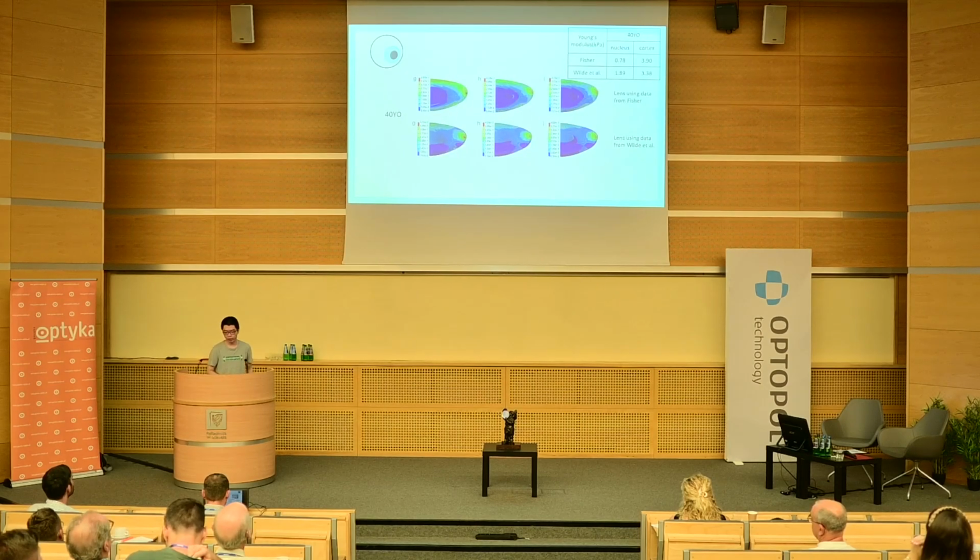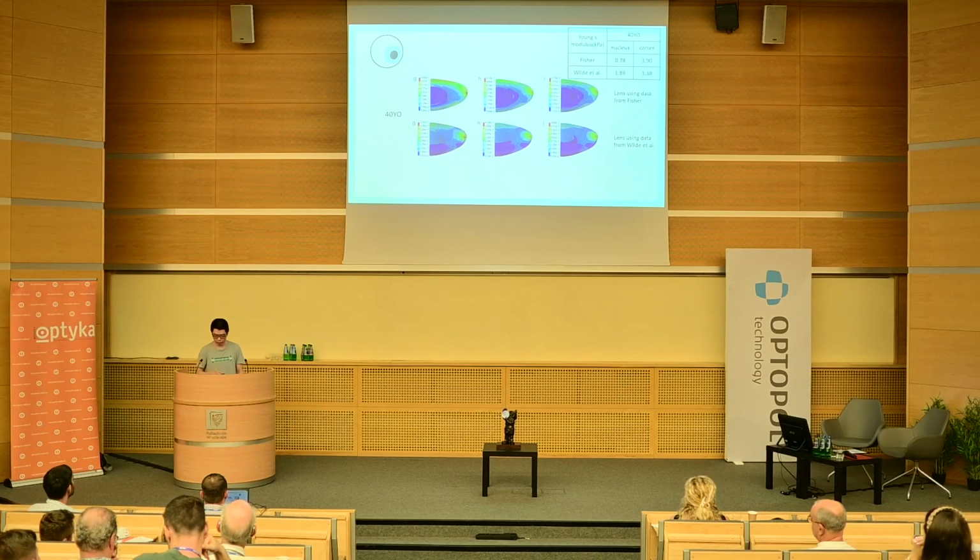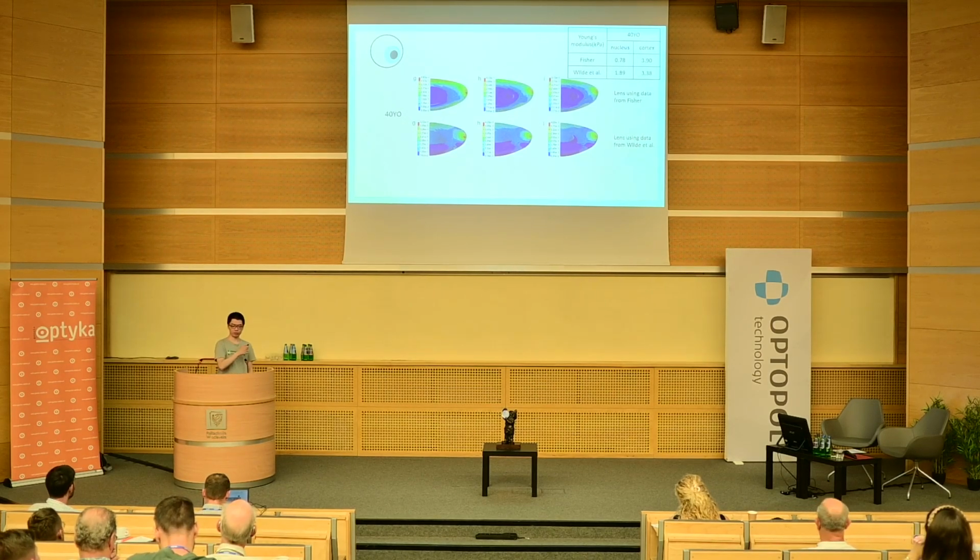For the 40-year-old model, when using the data of Wiley law, the stress in the anterior cortical region is bigger, and the stress in the posterior cortical region is smaller. The small stress also occurs in the peripheral region here in the posterior cortex.